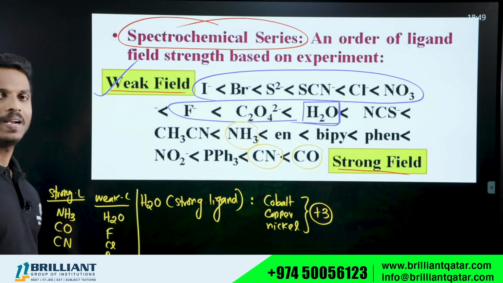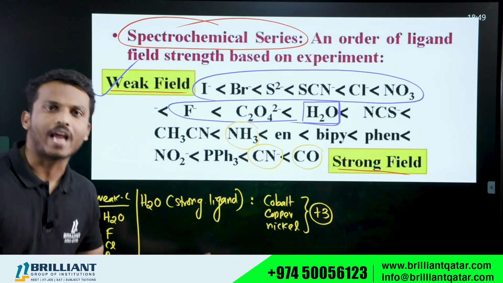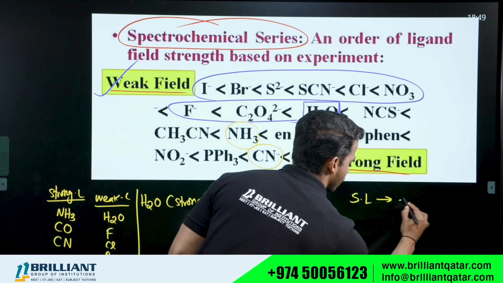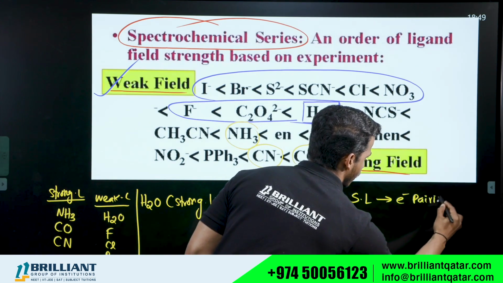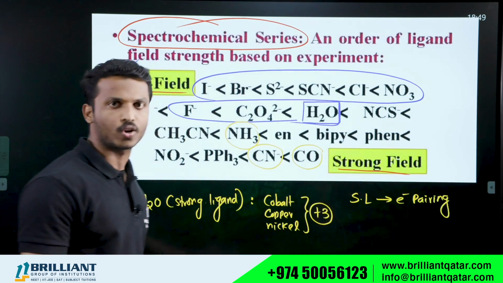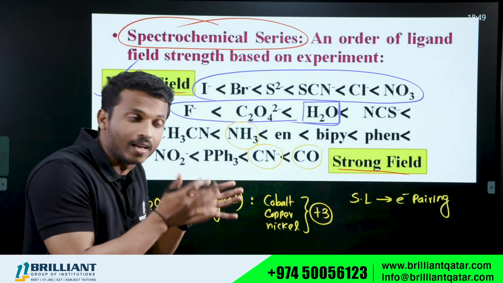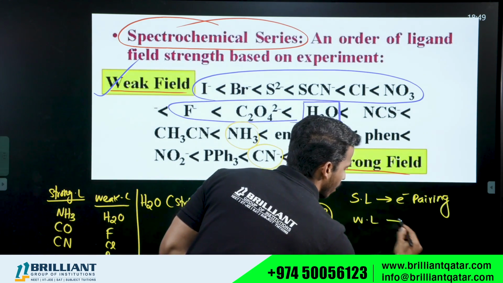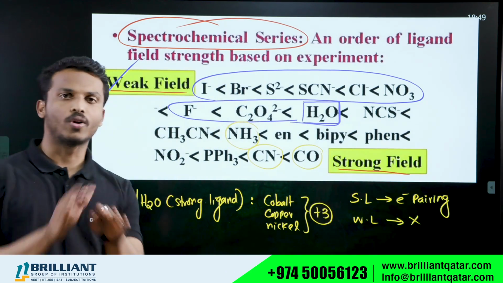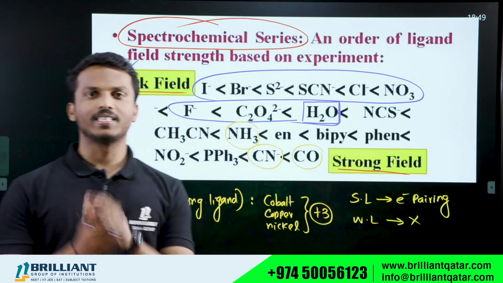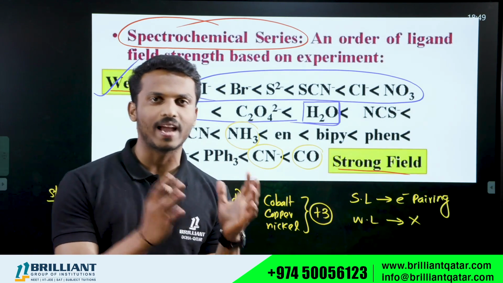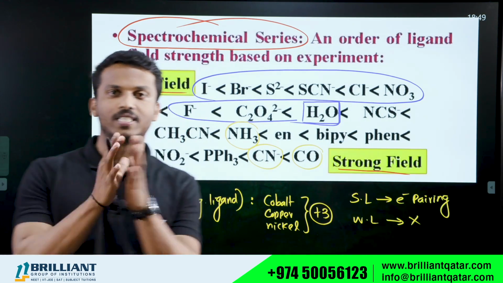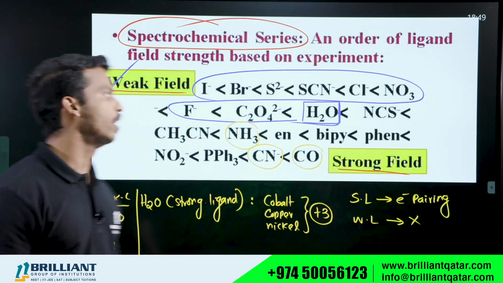What happens if there is a strong ligand? If there is a strong ligand in your complex, the electrons undergo pairing. The outermost electrons come inside and pair up. If there is a weak ligand, nothing happens; electrons do not undergo pairing. That is the difference between the presence of a strong field ligand and a weak field ligand. Clear, all of you? Let's go to the theory.